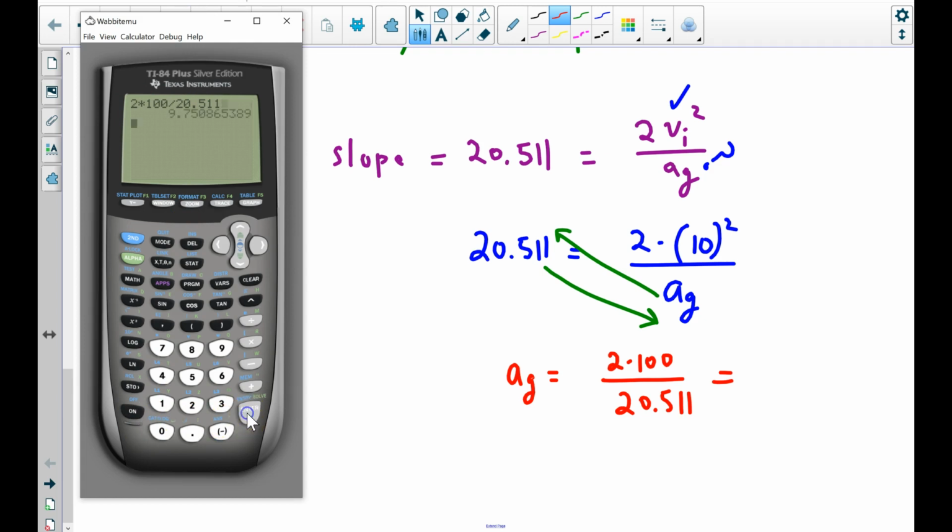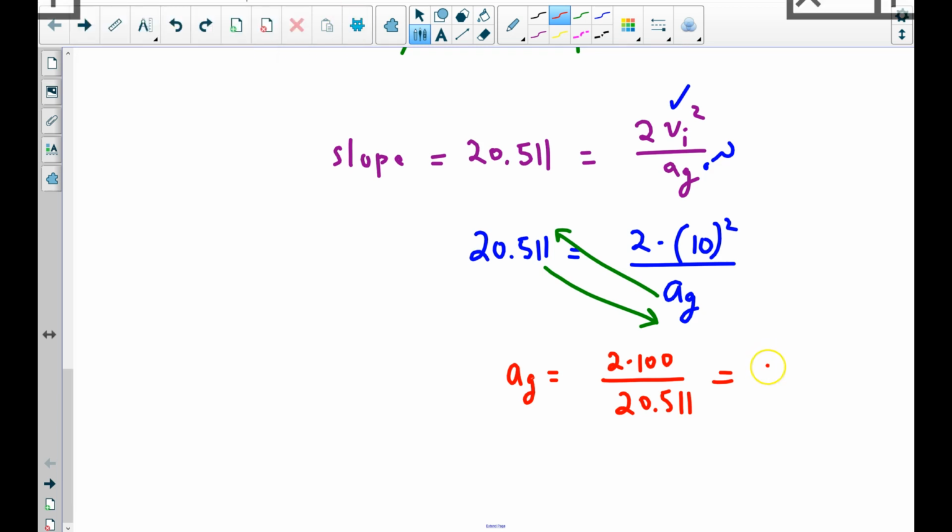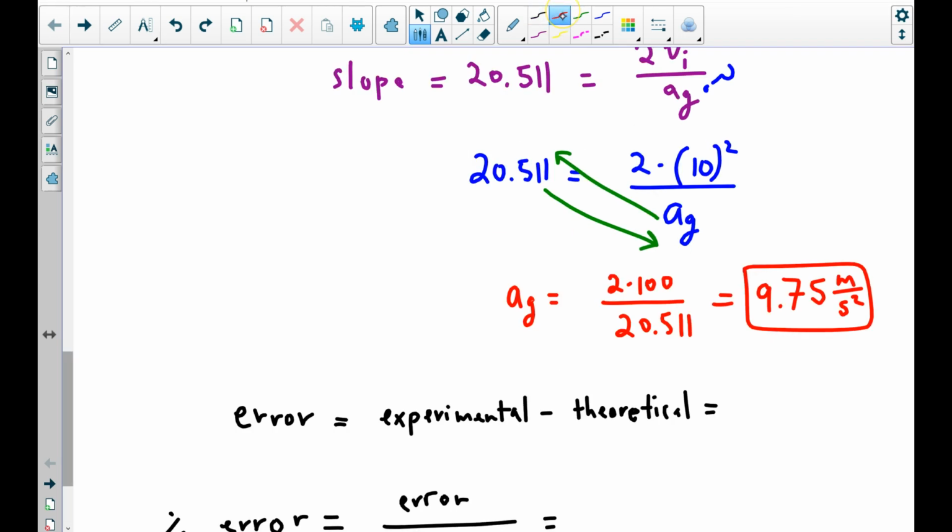I've typed it onto my calculator. I click enter. 9.75. Not too bad. My experimental value for AG was 9.75. That's pretty cool. Now, technically, this should be a negative value, shouldn't it?